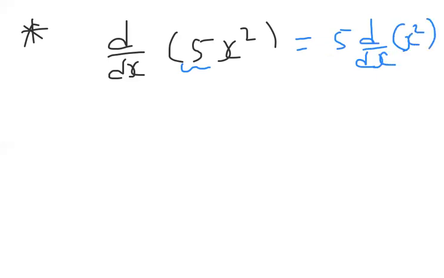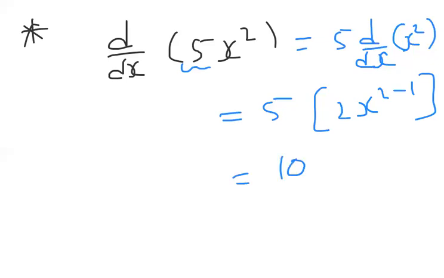So 5 into d by dx of x square, what should I write? First, 5 like that. d by dx of x square means 2 into x power 2 minus 1. So m into x power m minus 1. So 5 into 2, 10. 10 into x. So the answer is 10x. Like that, we have to handle the situations.